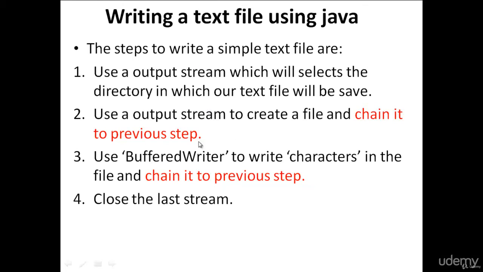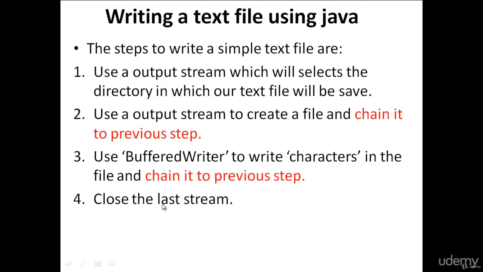So to perform all these actions, there are classes available in Java. And then we will be using the buffer writer. This is again an internal class which will actually write some characters inside that particular file, and again this buffer writer needs to be chained to the previous step, right? And at last we're gonna close that stream, right? So for all these operations, there are different multi-level classes available in Java. These are Java internal classes, and that is what we will be using when we are creating a text file and writing inside it.